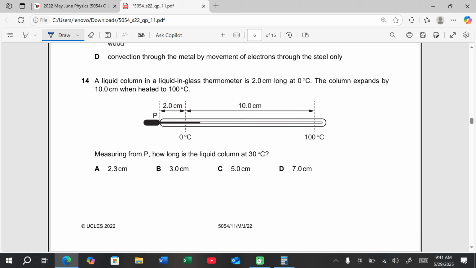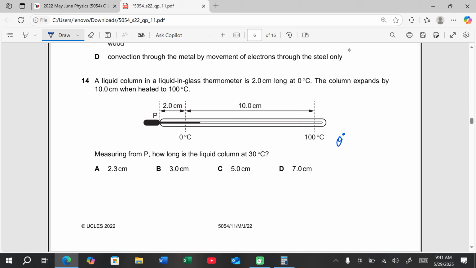A liquid column in a liquid-in-glass thermometer is 2 centimeters long at 0 degrees Celsius. The column expands by 10 centimeters when heated to 100 degrees Celsius. Measuring from P, how long is the liquid column at 30 degrees Celsius?